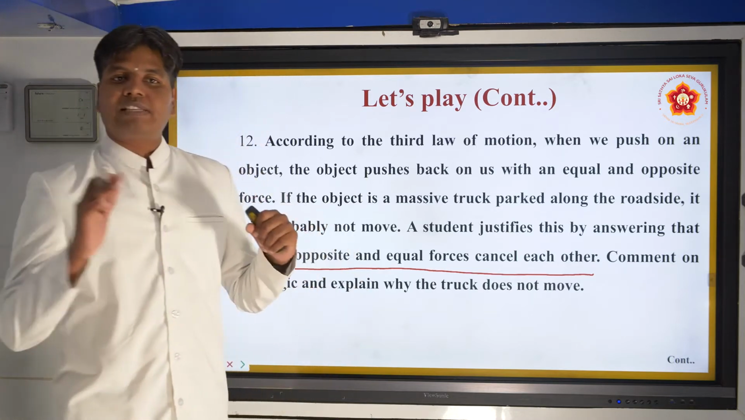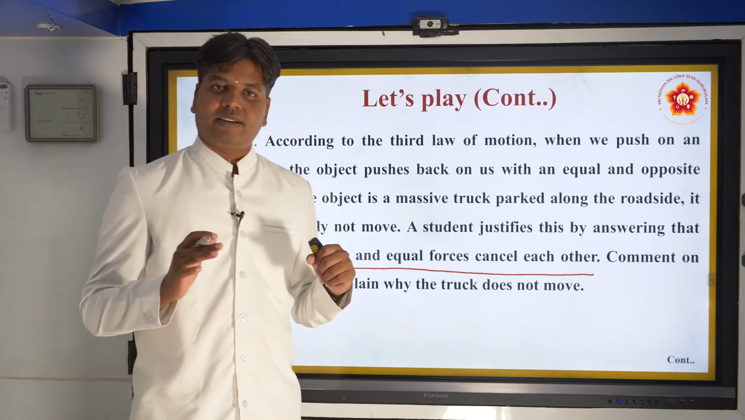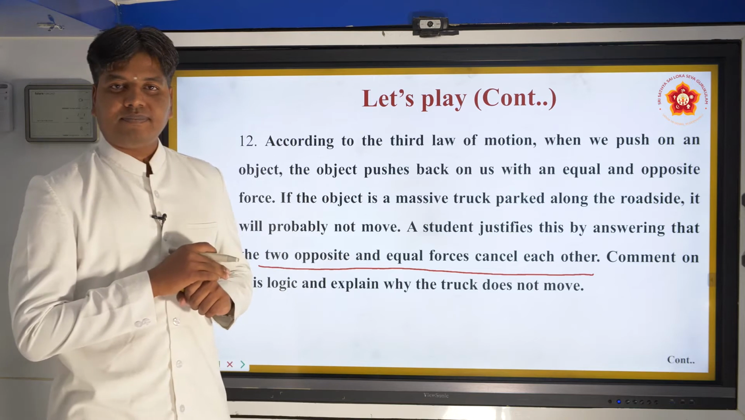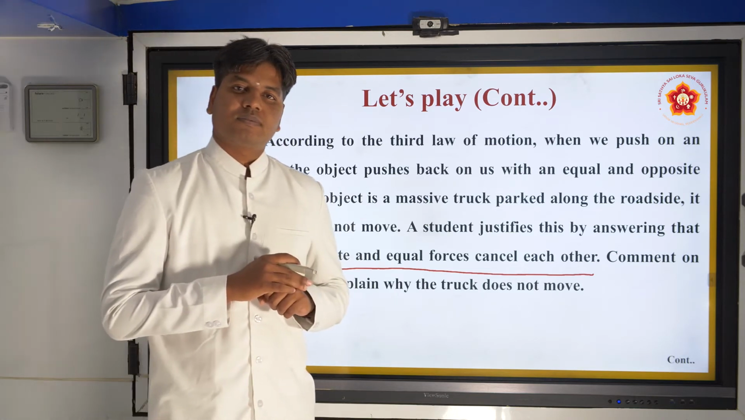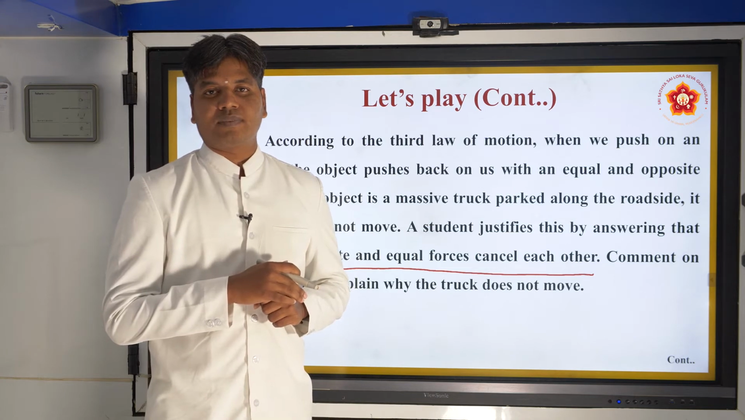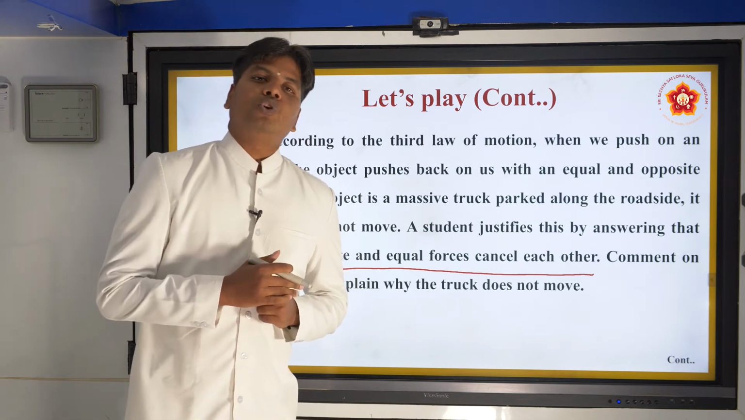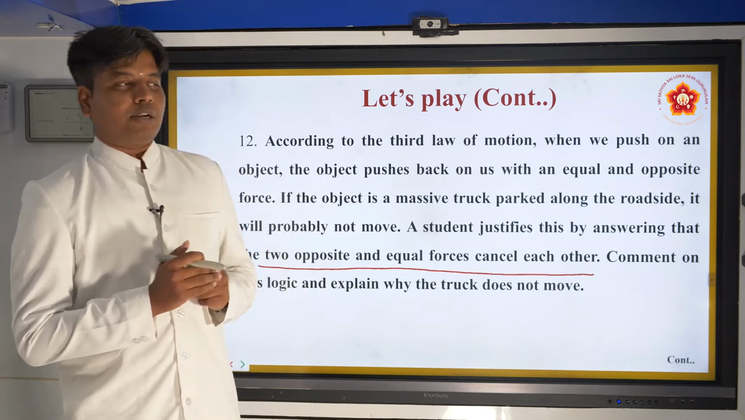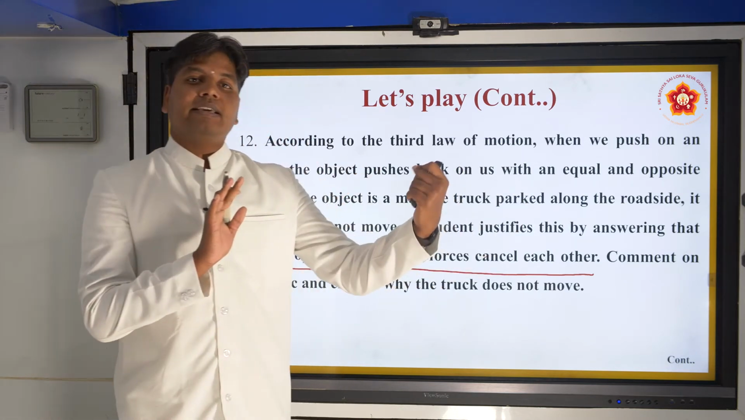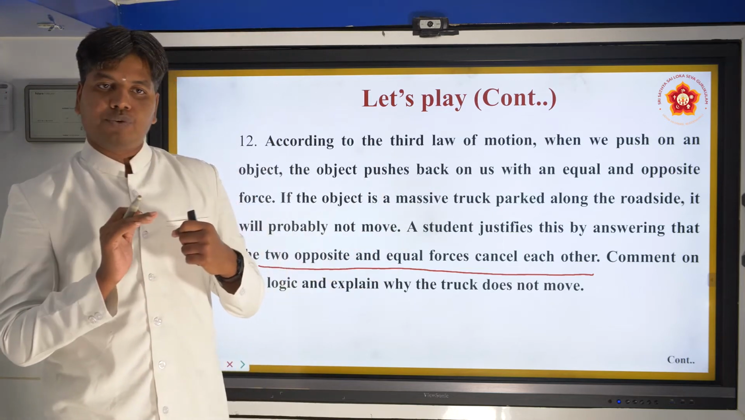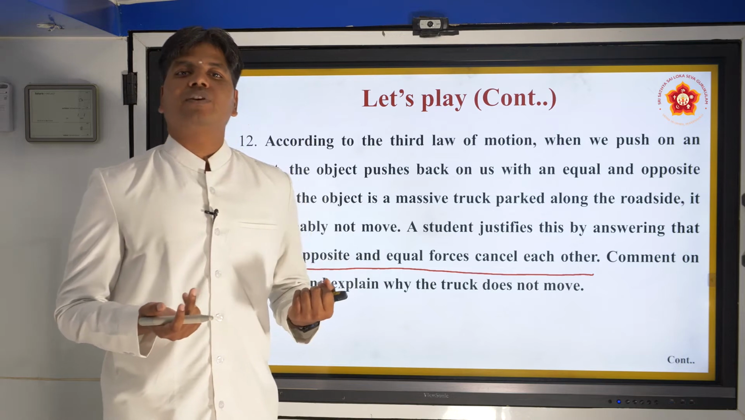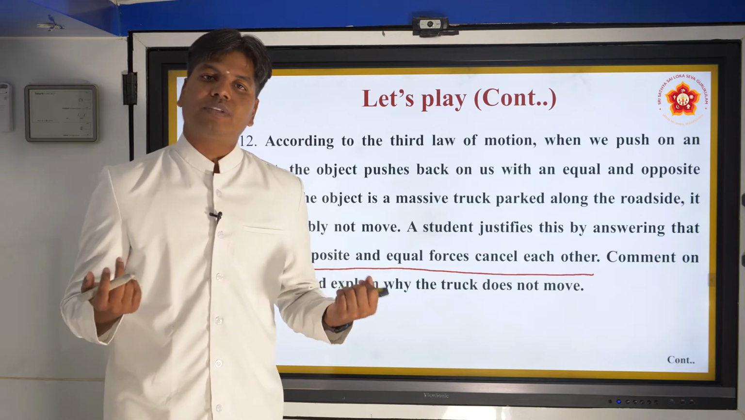So here you have a situation: you have a truck, and you are pushing it. Will the truck move? No, the truck does not move. So you can argue that you are applying an action on the truck, and in turn, the truck is applying a reaction force on you. So the forces cancel each other and you are not able to move the truck.